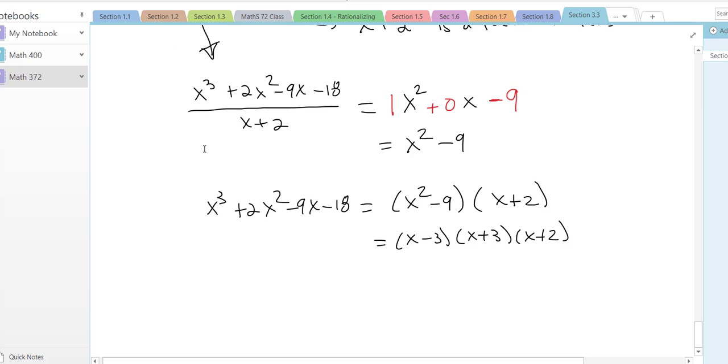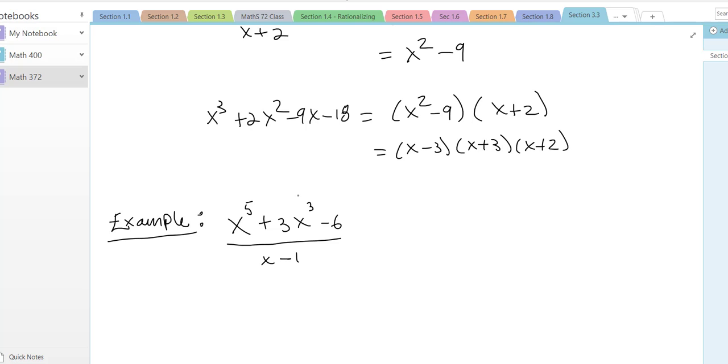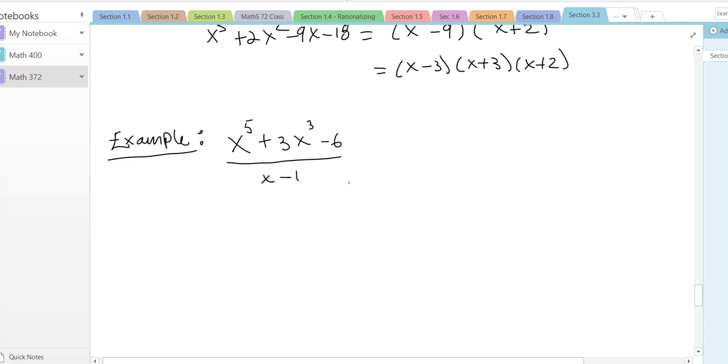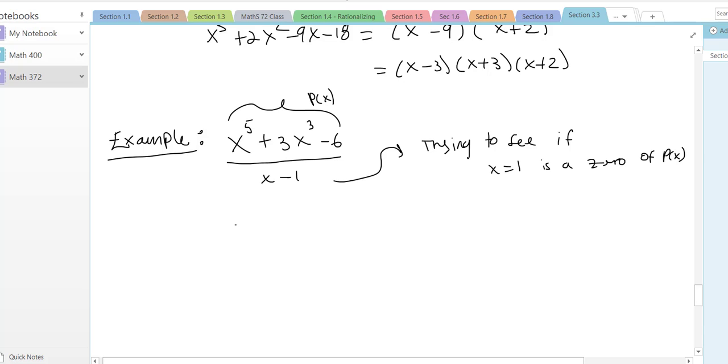Okay, so let's practice synthetic division a little further. Let's do another example. All right, so for this example, I have x to the 5th plus 3x cubed minus 6 divided by x minus 1. So in this case, we're trying to see, what are we trying to see? So focus on the bottom one. So we're trying to see if x equals 1 is a 0 of the numerator, p of x. So let me call this guy p of x.